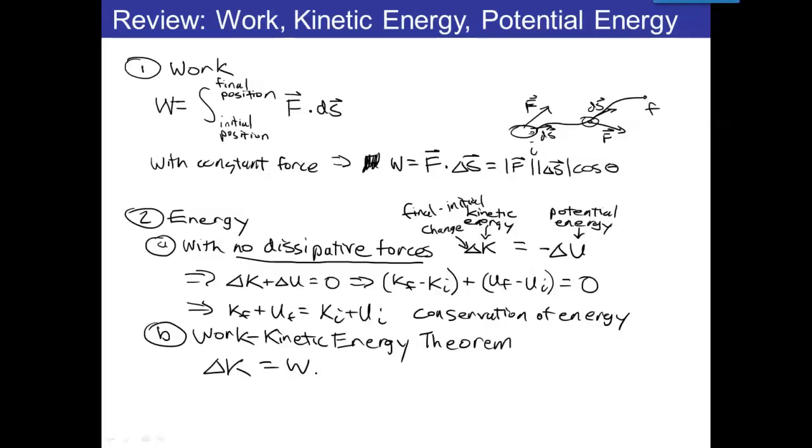So it relates forces via work to energy change in terms of kinetic energy. Any questions here? These look at least a little bit familiar. I hope so.